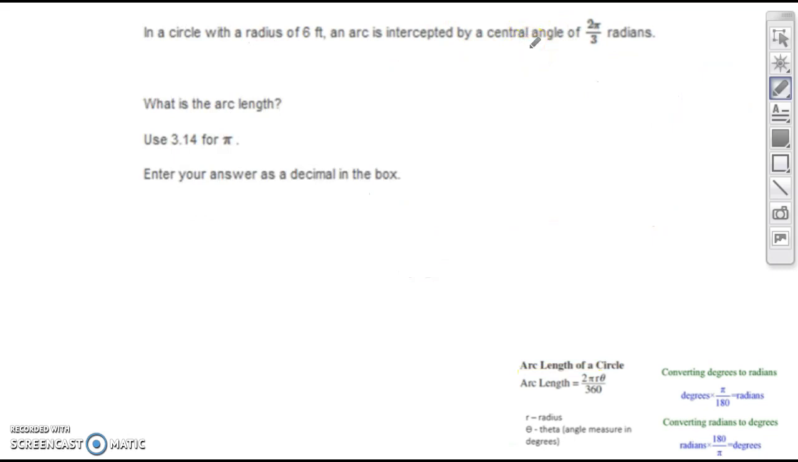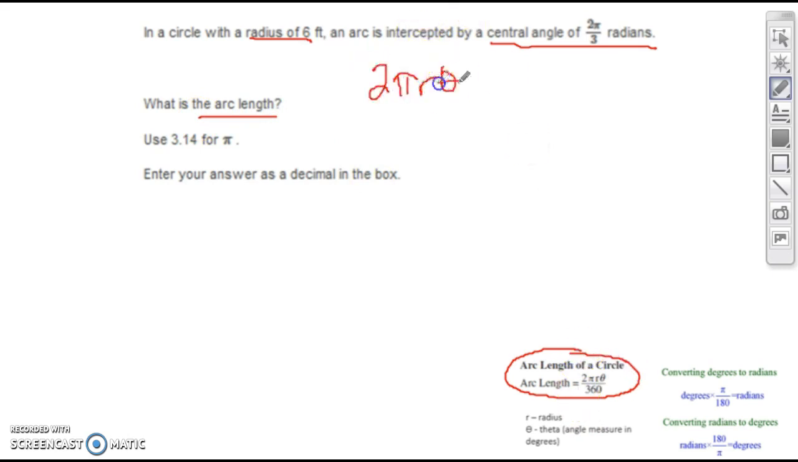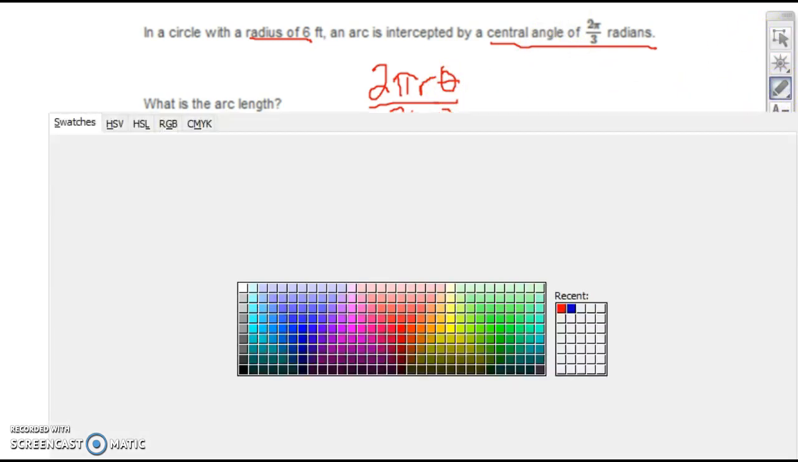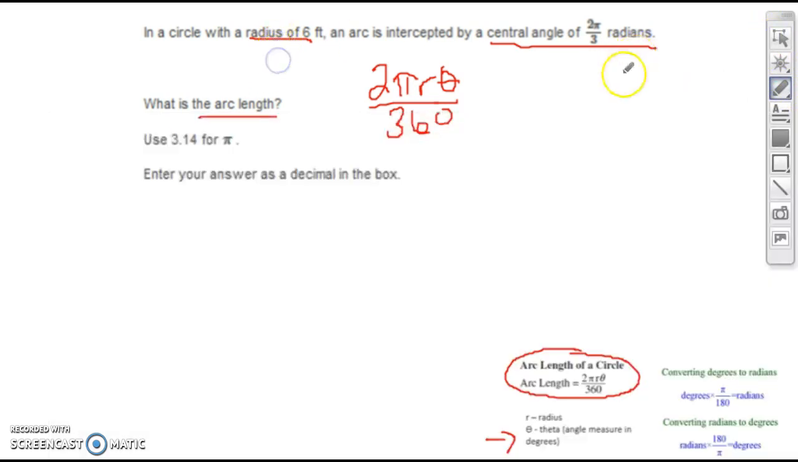All right, so this is the same type of problem. In a circle with a radius of 6, it has a central angle of 2 pi over 3 radians. What is the arc length? So again, I'm going to use the arc length of a circle formula from my formula sheet, so I don't have to memorize anything. But I do need to remember that theta has to be in degrees. So before I start, I need to go ahead and convert my radians to degrees.